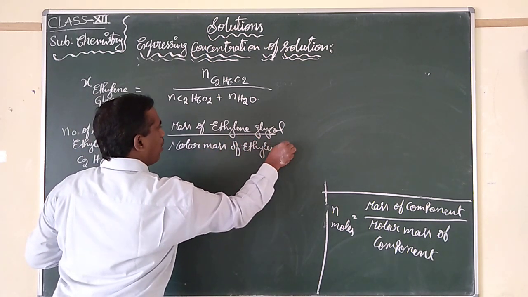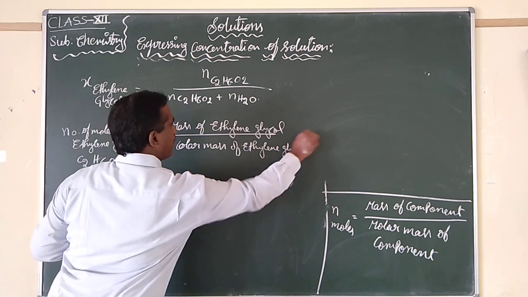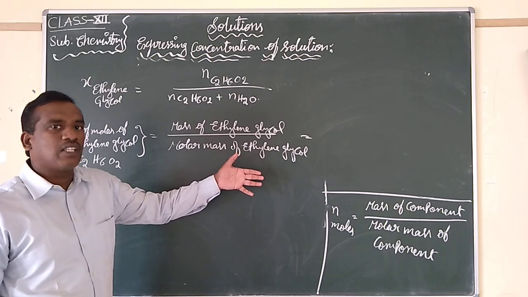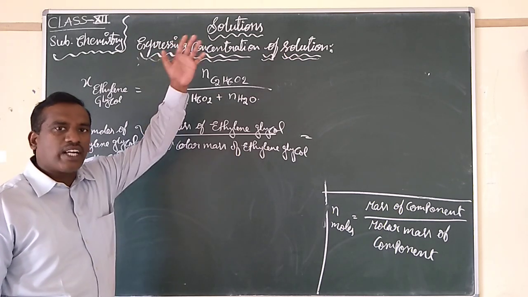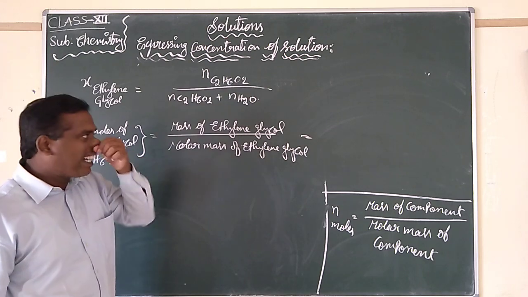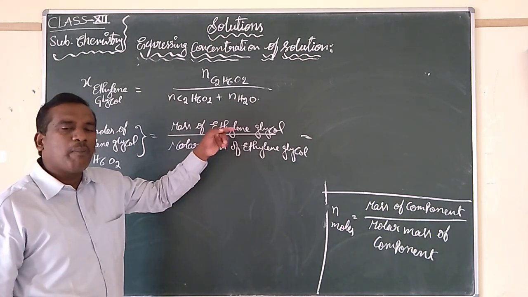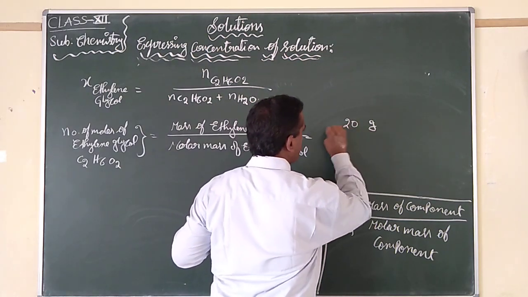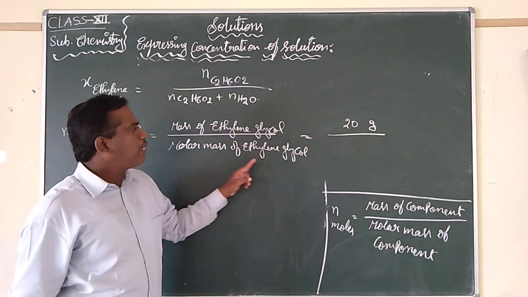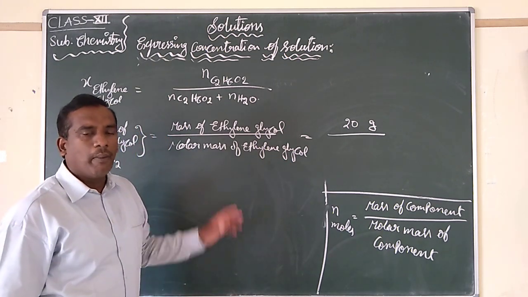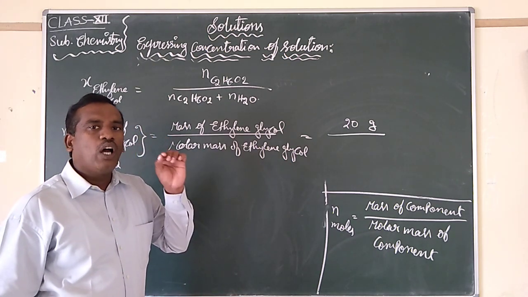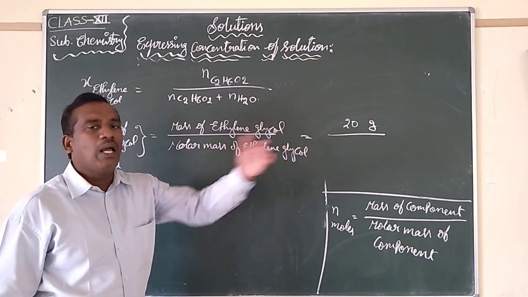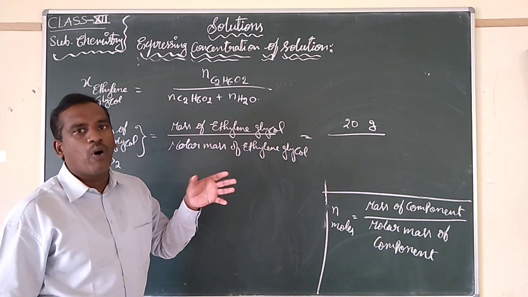What is the mass of ethylene glycol? We got the mass of ethylene glycol. 20% of ethylene glycol is present, which means out of 100 grams, it is only 20 grams of ethylene glycol. Mass of ethylene glycol is given as a percentage. That is 20 grams of ethylene glycol by molar mass of ethylene glycol. For 1 mole of ethylene glycol, when you express its mass in grams, this is called the molar mass.